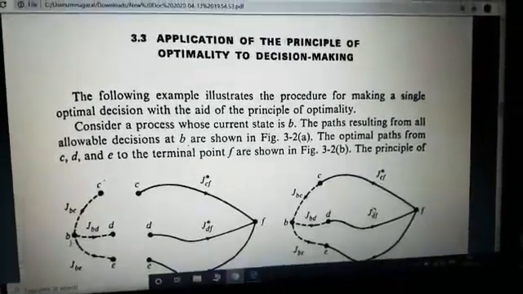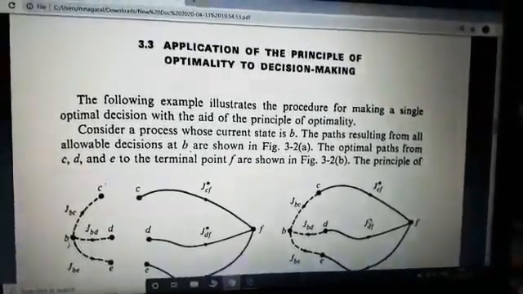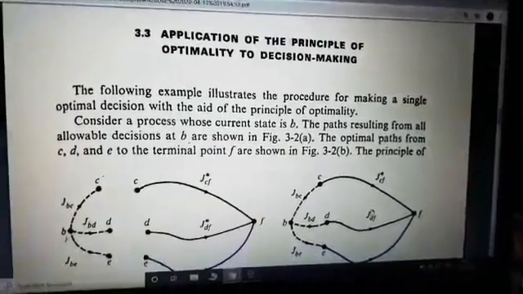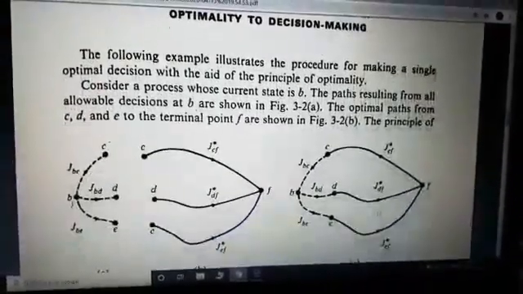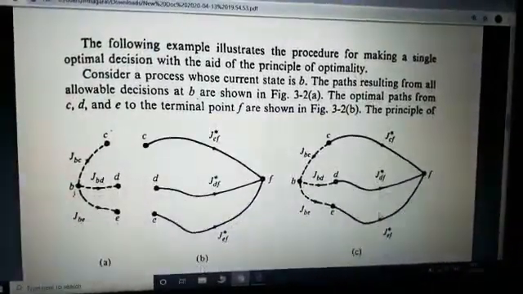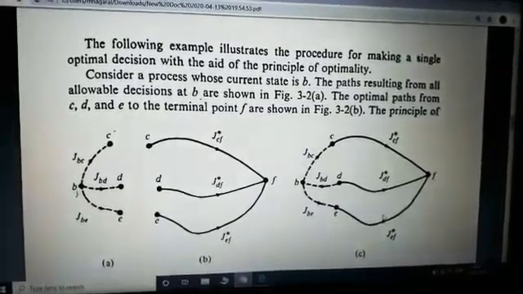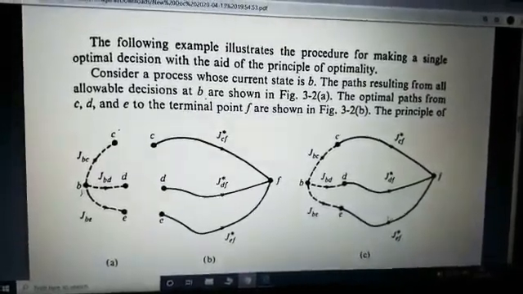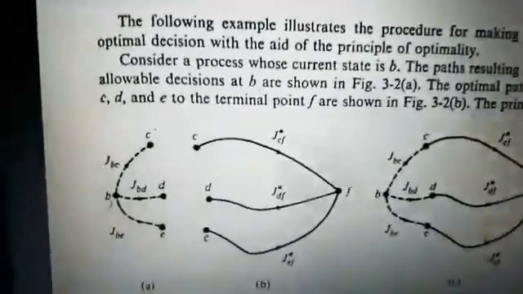Next topic is application of the principle of optimality to decision making. Here they have given an example of a single optimal decision with the optimality principle. Consider figure A.